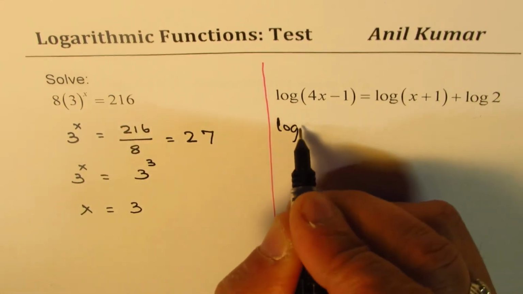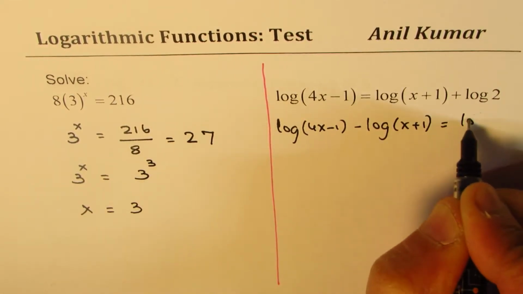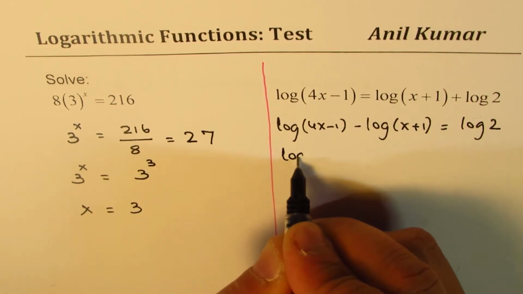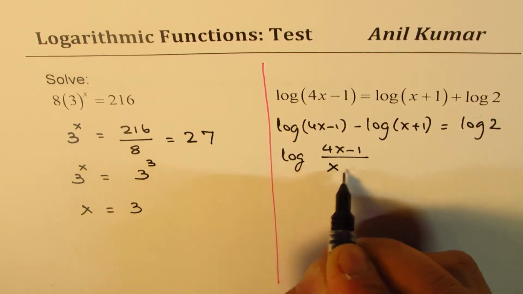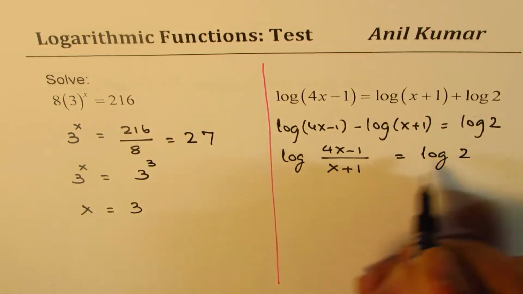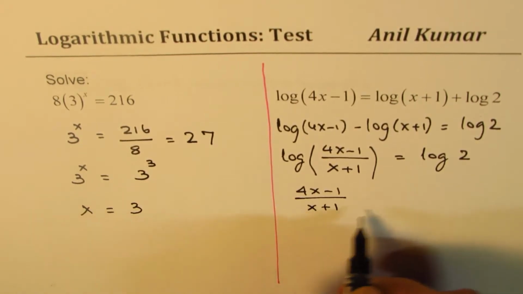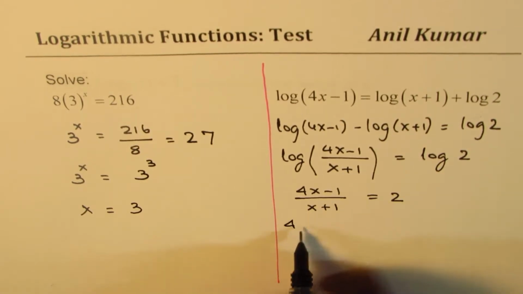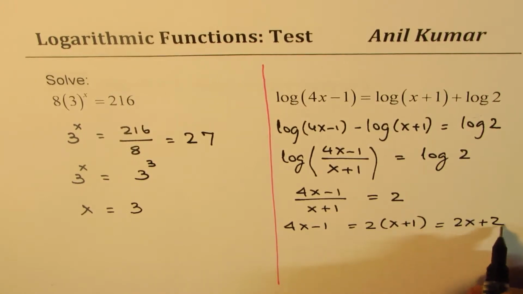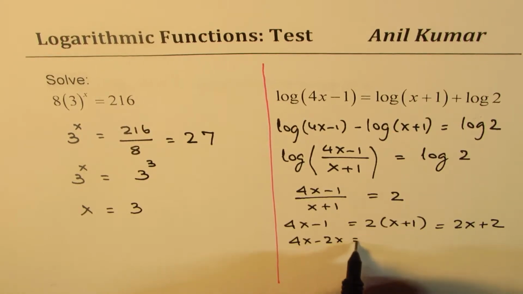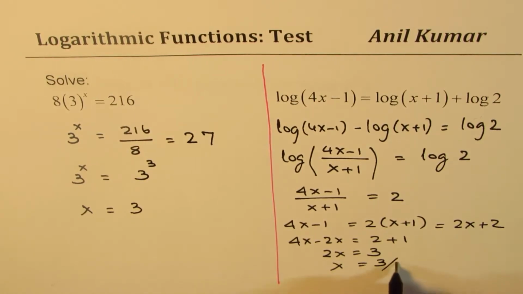The next one here, we could bring these terms together. We have log of 4x minus 1 minus log of x plus 1 equals to log of 2. Applying the log rules, so that means division, so it becomes 4x minus 1 over x plus 1 equals to log of 2, right? So now two logs are equal. That means 4x minus 1 over x plus 1 should be equal to 2, right? Cross multiply and solve for x. 2 times x plus 1, which could be written as 2x plus 2. Get the terms together. 4x minus 2x equals to 2 plus 1. So we get 2x equals to 3, or x is equals to 3 over 2, right?